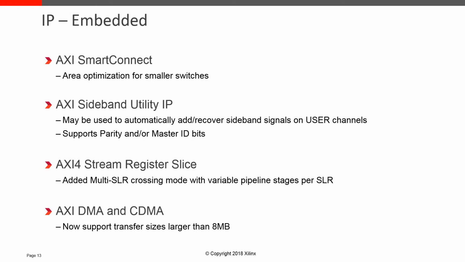In embedded IPs, we have area optimization for smaller switches in AXI SmartConnect, and a new AXI sideband utility IP, which can be used to add or recover the sideband signals on user channel. It supports parity and our master ID bits on the user fields. Added multi-SLR crossing mode for AXI4-Stream Register Slice IP, and support for transfer sizes larger than 8 megabytes in AXI DMA and CDMA IPs.